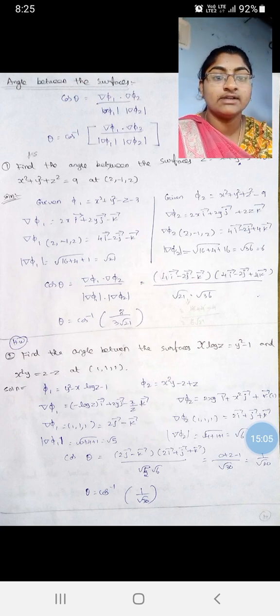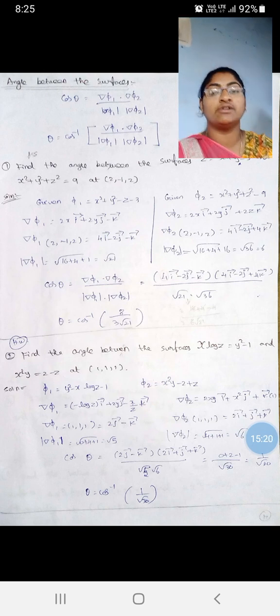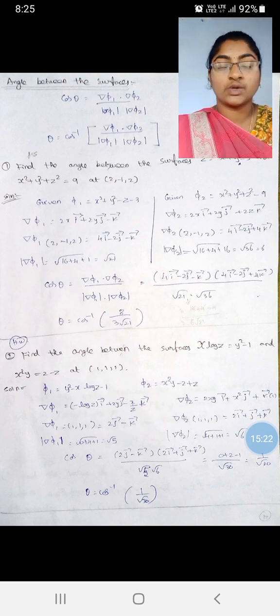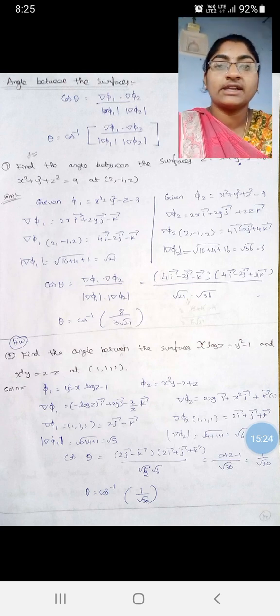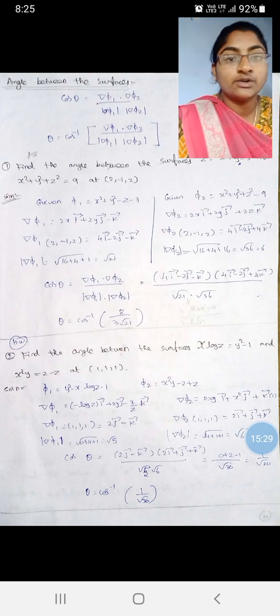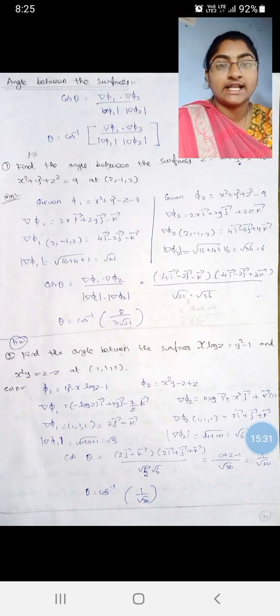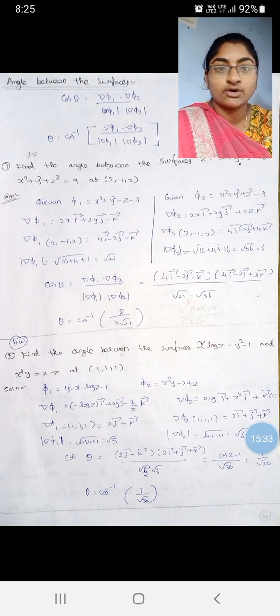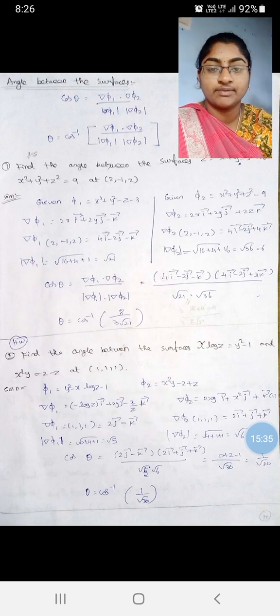So, it will become 16 plus 4 plus 4 plus 4 into minus 4. So, minus 4 and plus 4 will cancel. So, 16 divided by 6 root 21. So, 16 and 6 will cancel each other, so it will become 8 by 3 root 21. That's how we can find the value for the angle between the surfaces. That is, theta is equal to cos inverse of del pi 1 into del pi 2 divided by modulus del pi 1 into modulus del pi 2.